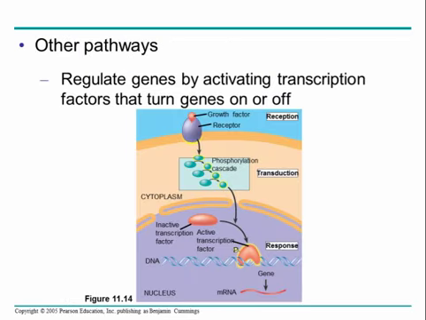This is showing you again kind of how that would work. Here's your phosphorylation cascade, triggering this transcription factor to turn on this gene, and the gene gets converted into messenger RNA and then into a protein.